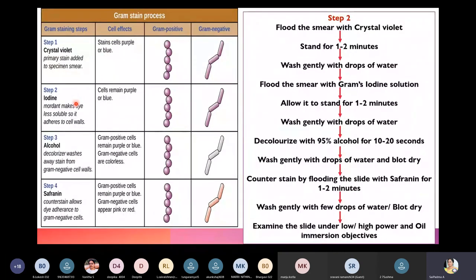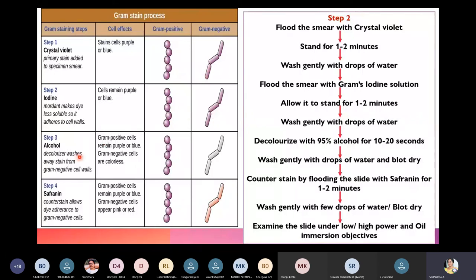In the second step, we add the mordant, that is Gram's iodine. The mordant makes the dye less soluble so that it adheres to the cell walls, and the cells remain purple or blue in color. Gram positive bacteria have a very thick cell wall made up of the peptidoglycan layer. When we add the crystal violet, it goes into the cell wall, and in the presence of the mordant, Gram's iodine, a crystal violet and iodine complex forms within the cell wall of the bacteria.